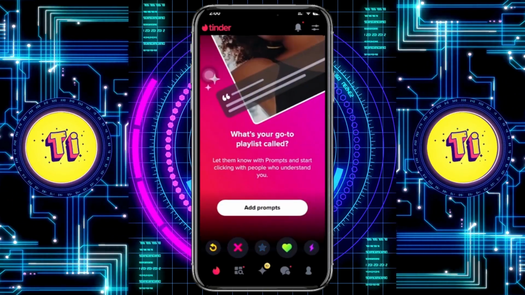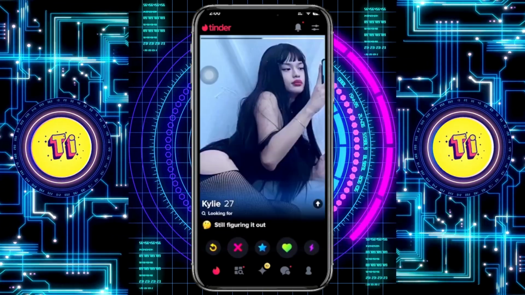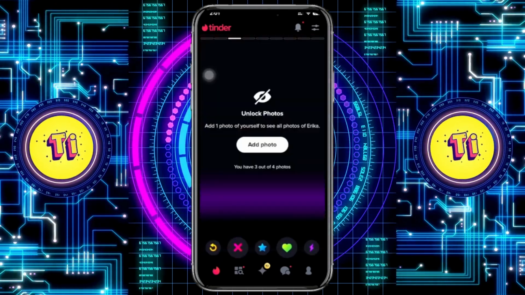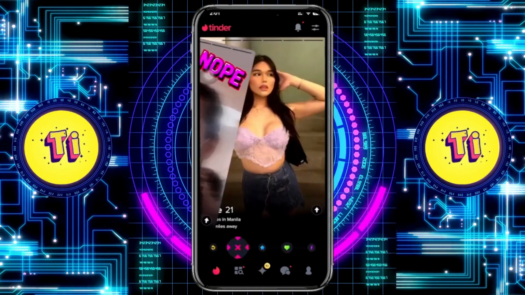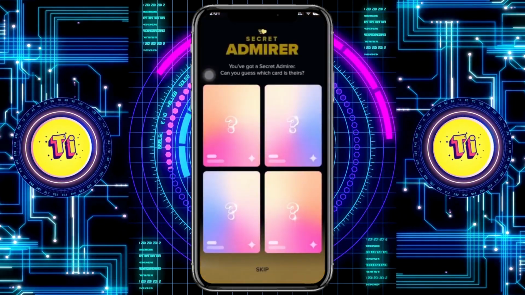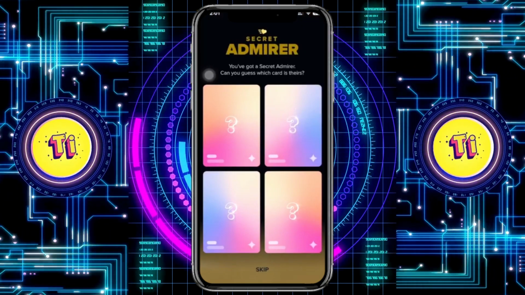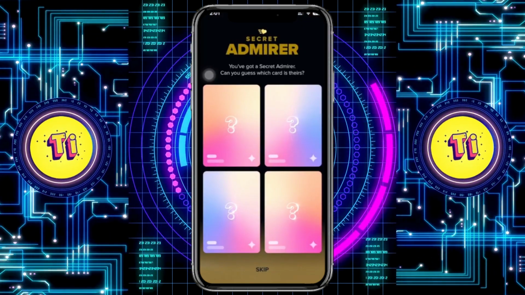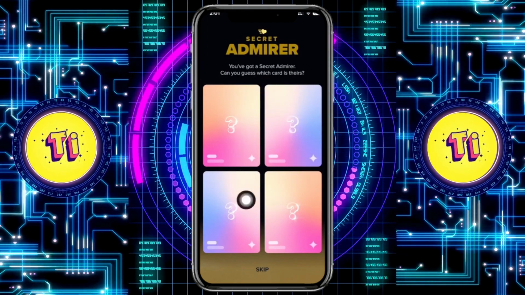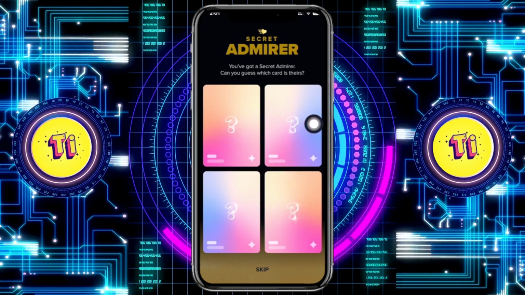In order to come across this specific Tinder feature, we just need to swipe through the different people that we are currently seeing on the Tinder application. And as I was talking about a while ago, this is the feature I meant, the secret admirer feature. So whoever you choose from these cards, you will possibly match with them, since these people have already liked you.